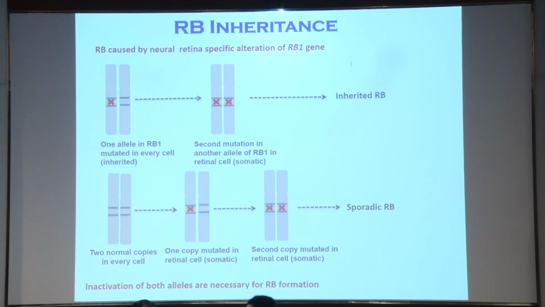So you all as students should remember that as far as inherited retinoblastoma is concerned, one allele in the RB1 is already inherited. That is, every cell in the body will have that mutation, and the second mutation happens in the retina. This is important for us to understand. So that becomes the inherited entity. Whereas in the sporadic entity, which is non-inherited, you will have both the mutations occurring in the retina, which means the rest of the cells are devoid of the mutation.